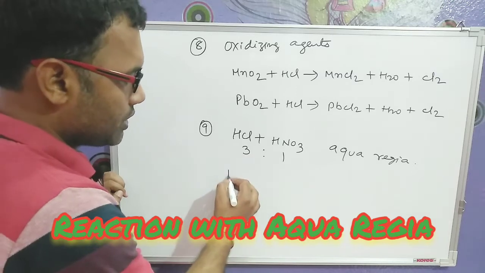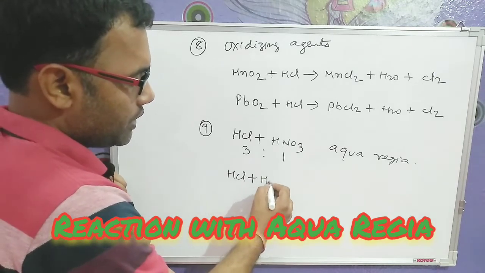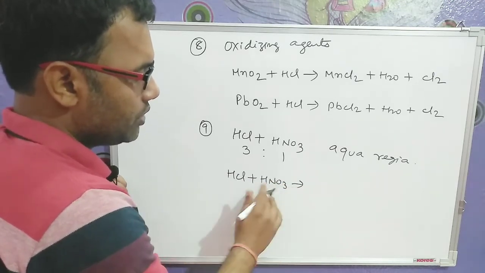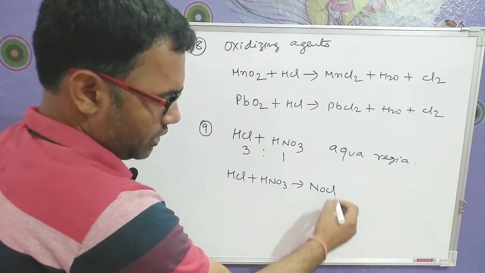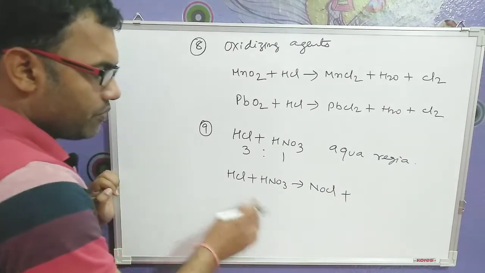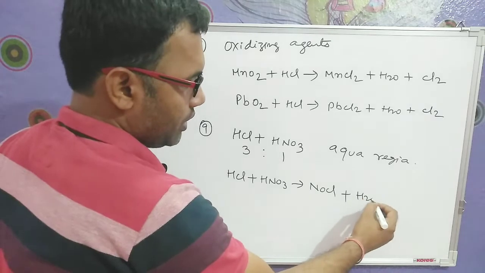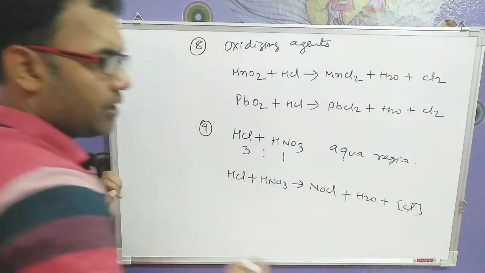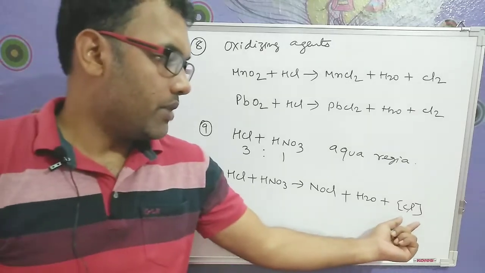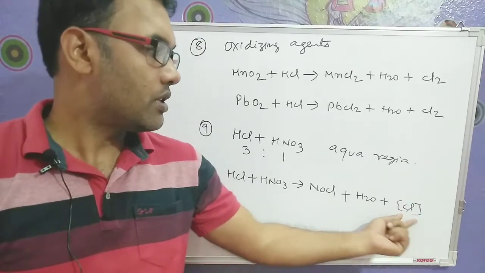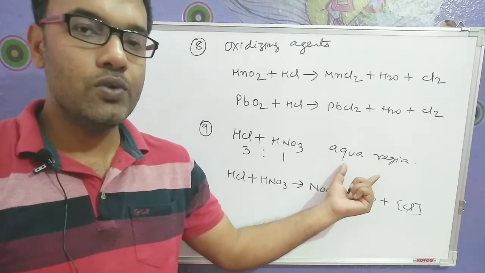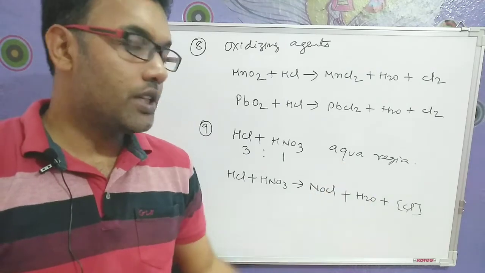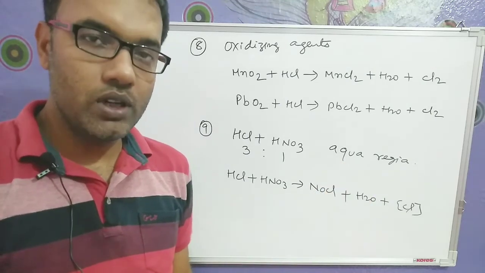Now see here what happens. HCl plus HNO3 forms nitrosyl chloride, plus we have H2O and we have nascent chlorine. Now this is the main thing, why we use aqua regia. Aqua regia is used to dissolve all the noble metals.